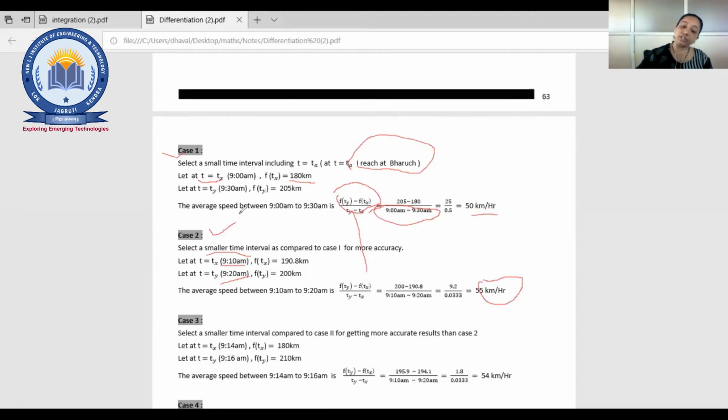Again, in case 3 we take an interval smaller than in case 2, for accuracy. We have taken 9:14 and 9:16, only that much interval. The average speed here, maybe they've taken 9:10 and 9:20, so that is a mistake here. It will be 9:16 and 9:14. So you will get the answer 54.